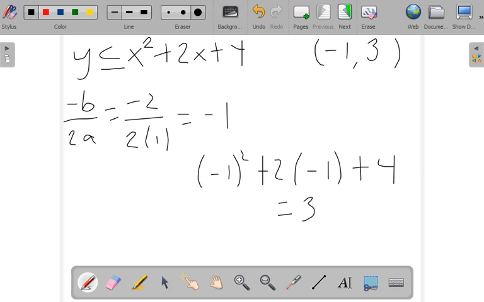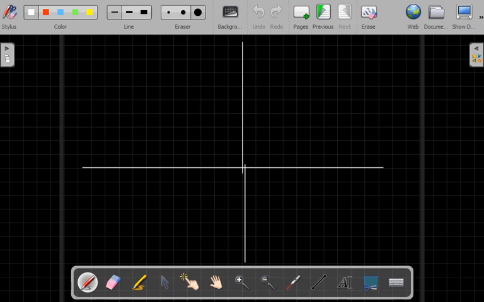So now we can go back to our graph and plot this vertex. This is our vertex. So negative 1, down 1, up 3 should be right in here, if it will let me draw it. Here we go.